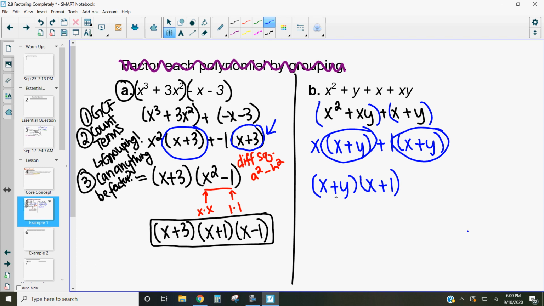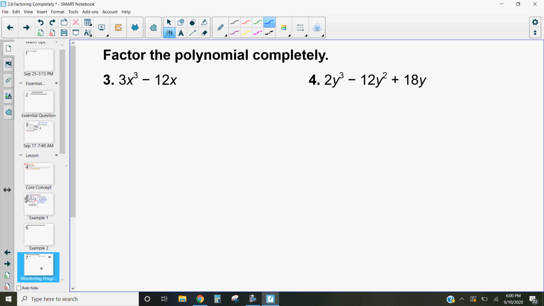There are 2 terms. Can I use any of my special products here? No, I cannot. So that is as factored as it's going to get. Same with this other term. So this is how we have it factored out completely. So let's take a look at these next 2 examples.